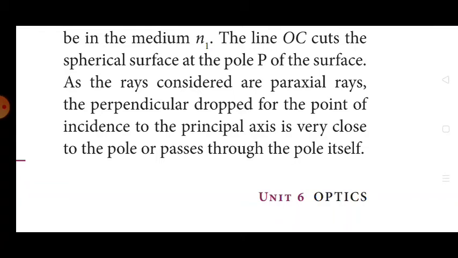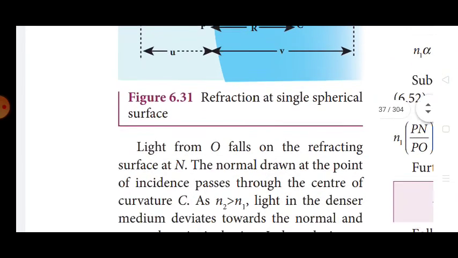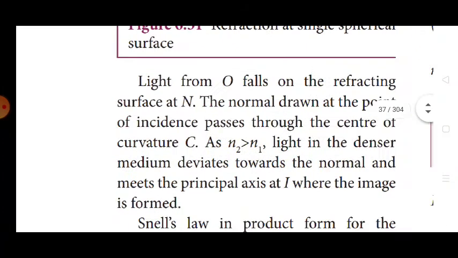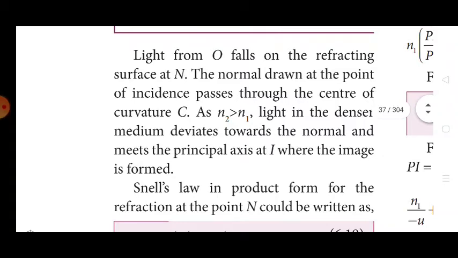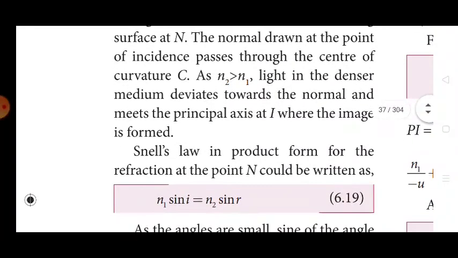Students, this is the diagram. We are going to derive the refraction at a single spherical surface with the diagram. Light from O falls on the refracting surface at N. The normal drawn at the point of incidence passes through the center of curvature C. As n2 is greater than n1, light in the denser medium deviates towards the normal and meets the principal axis at I, where the image is formed.